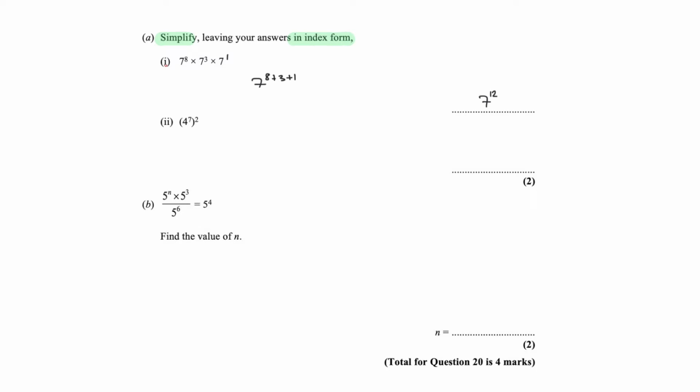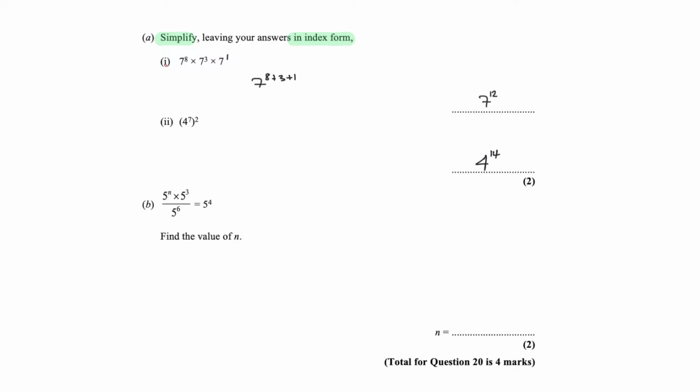On the next question, you have a power inside and a power outside. These two powers will multiply because you have two sets of 4 to the power 7. So basically just multiply the powers and 4 to the power of, what's that, 14. 2 times 7 is 14.